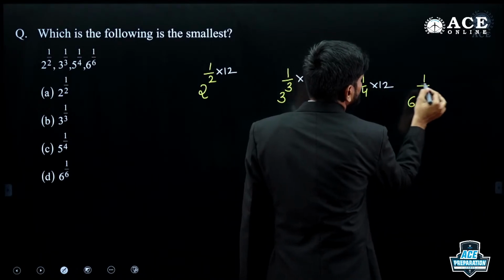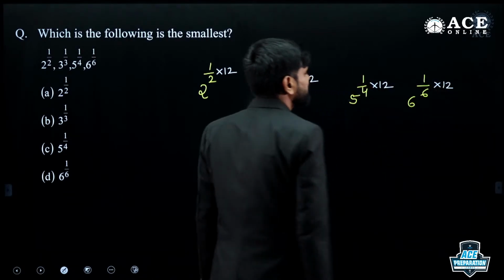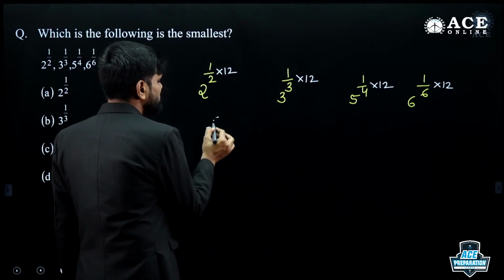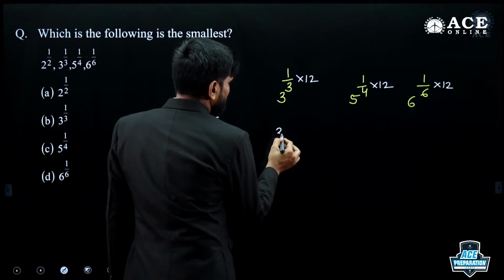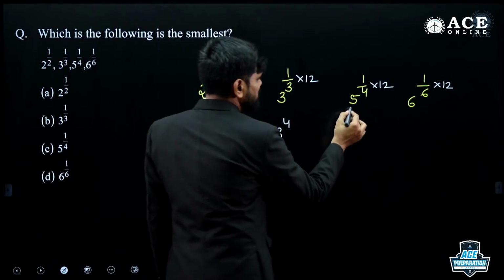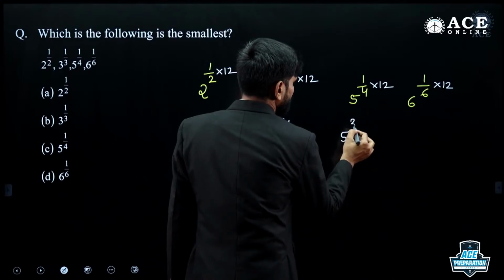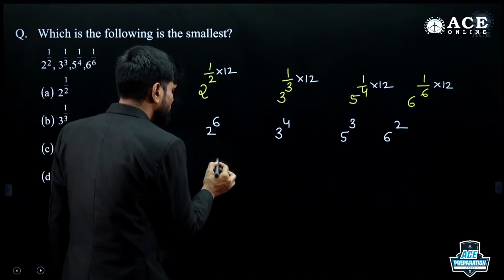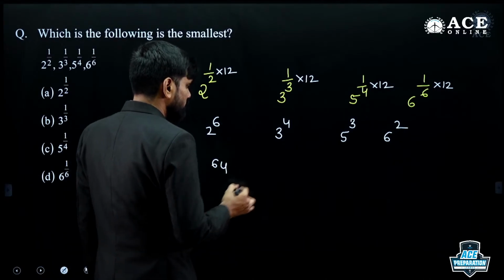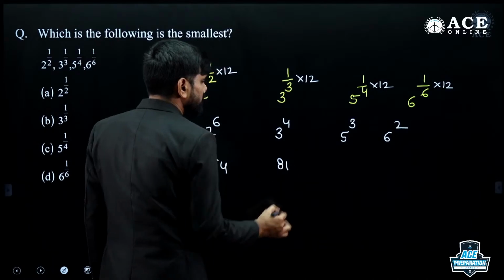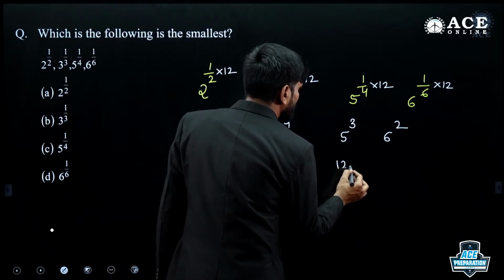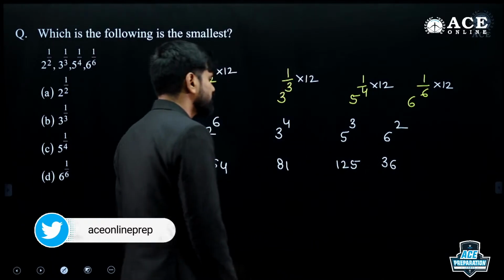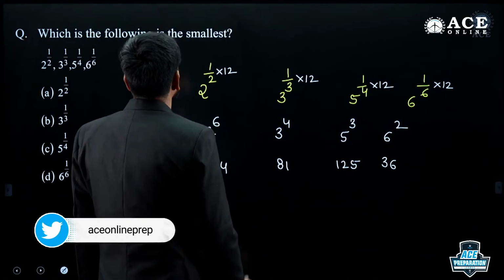So multiply everything with 12 here. That gives you how much? With 12 I am multiplying. Right dear? This will give you 2 to the power of 6, here you have 3 to the power of 4, this is 5 to the power of 3, last one is 6 to the power of 2. This will give you 2 to the power of 6 is 64, 3 to the power of 4 is 81, 5 cube is 125, 6 square is 36. They are asking you for the smallest.